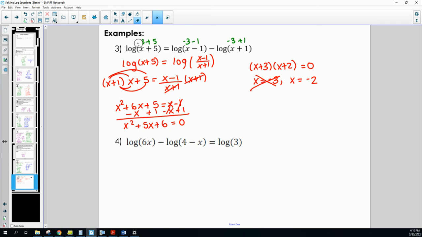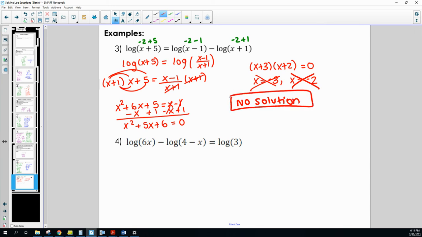Okay, so let's check it with negative 2. So if I plug in negative 2, negative 2 plus 5 is a positive, negative 2 minus 1, negative 2 plus 1. So both of these give me a negative answer. So this is also an extraneous solution. Because there's no solution to choose from, this answer would be no solution.